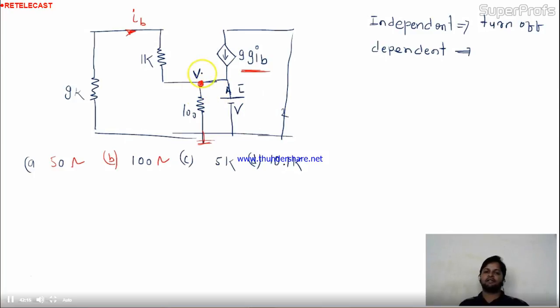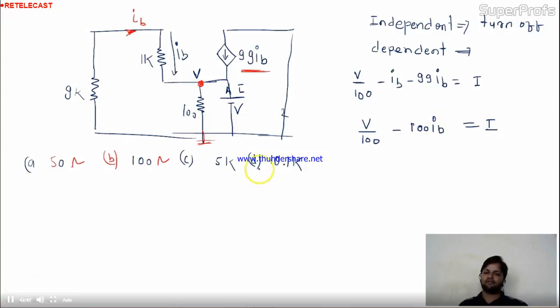Now I will apply the KCL over here. So I will get V by 100. From this side, 99 IB is coming as incoming current, and here I is coming. So, minus I, I'll take that side. So you are having V by 100 minus 99 IB equal to I. Now, if you are able to replace this IB in terms of V or I, I can get the value of V by I from this equation.